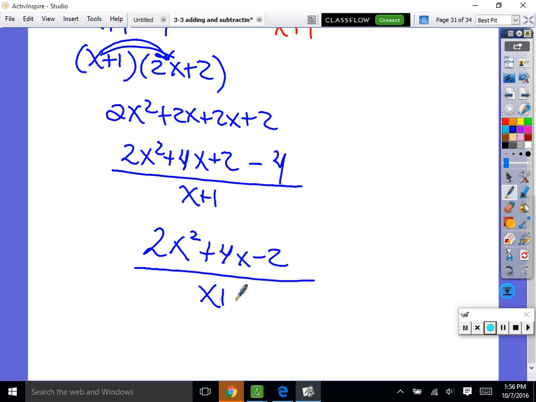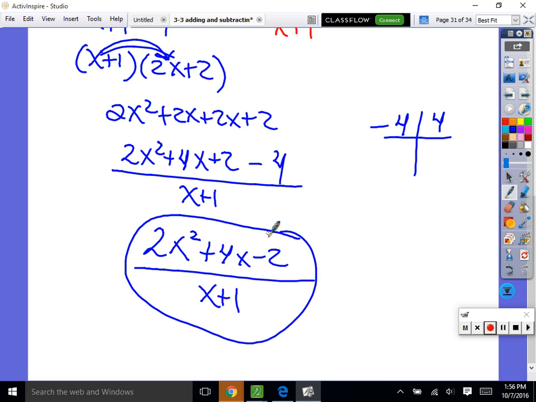Now we've got to see if the top factors, right? What multiplies to be -4 and adds up to be 4? Nothing. So we're done, right? Not as bad as it looked originally.